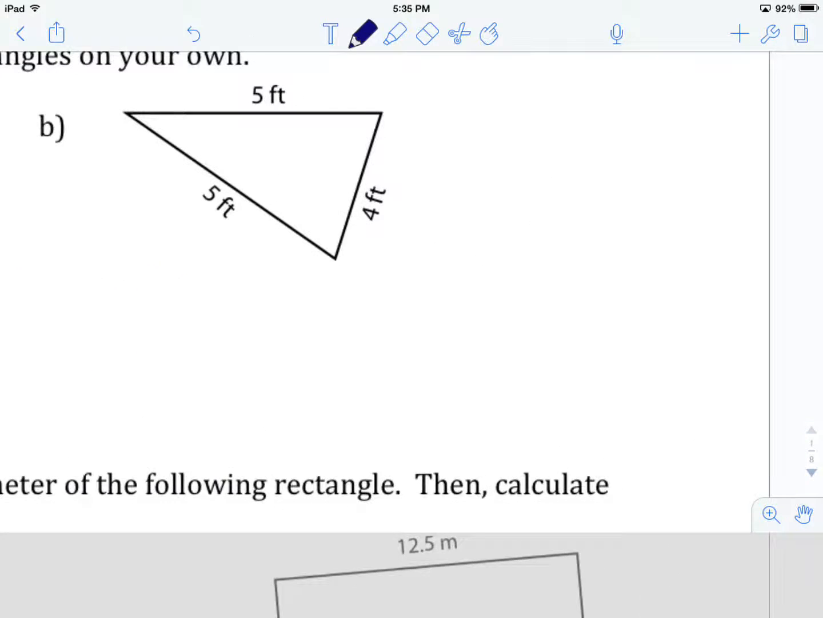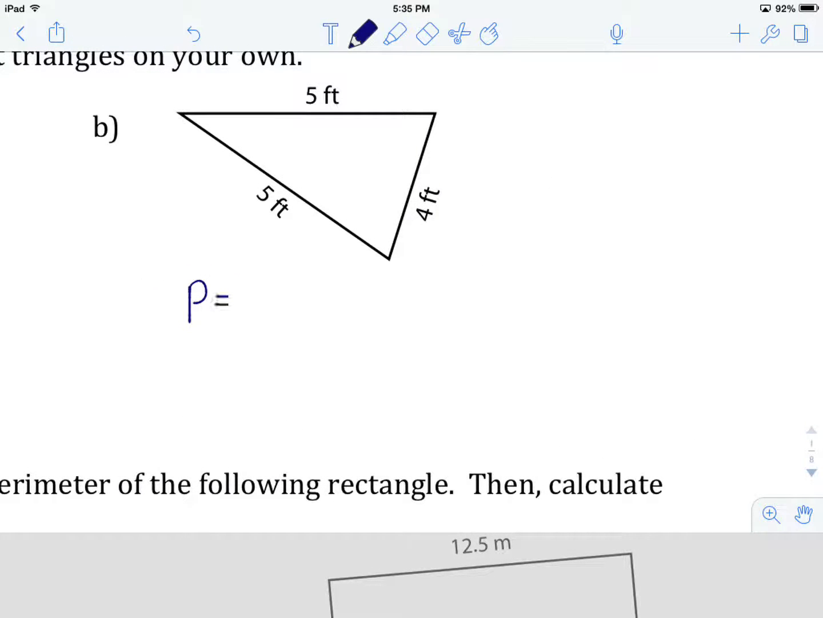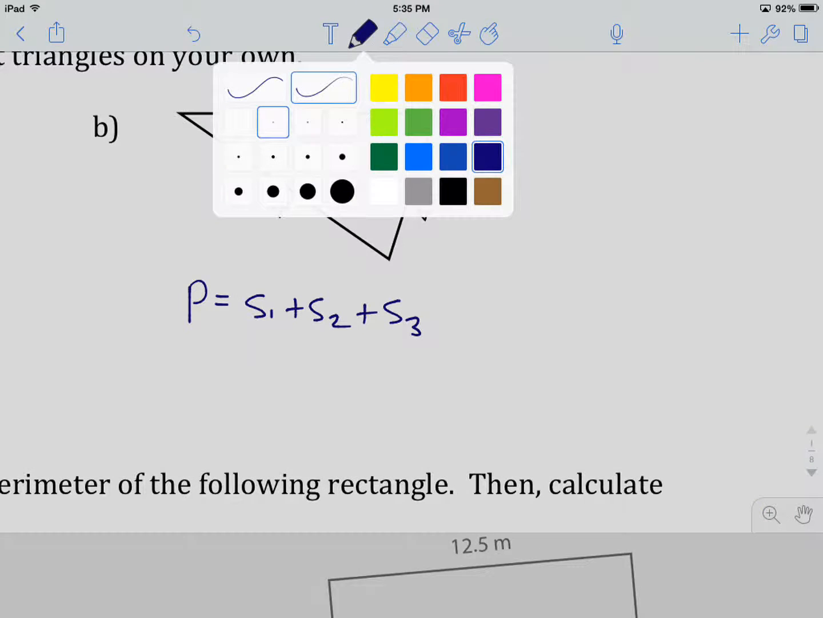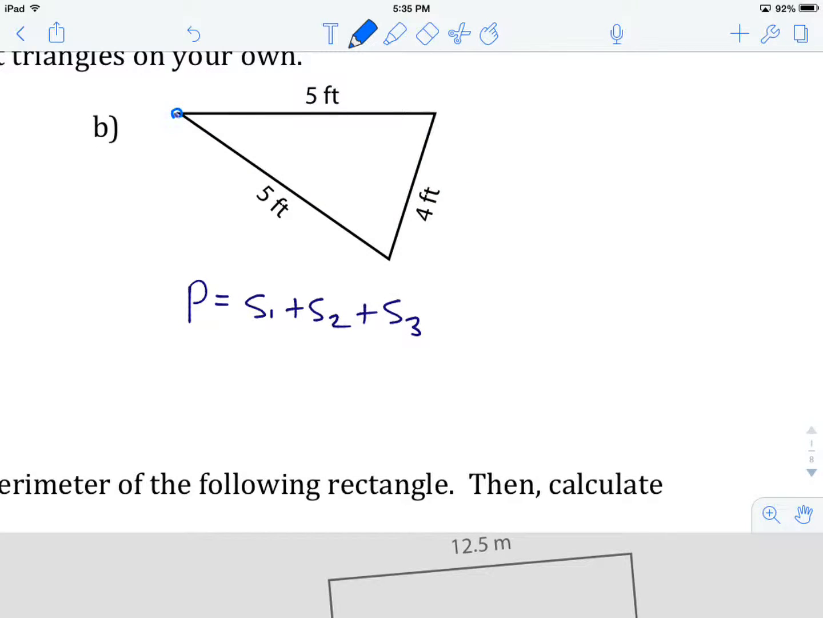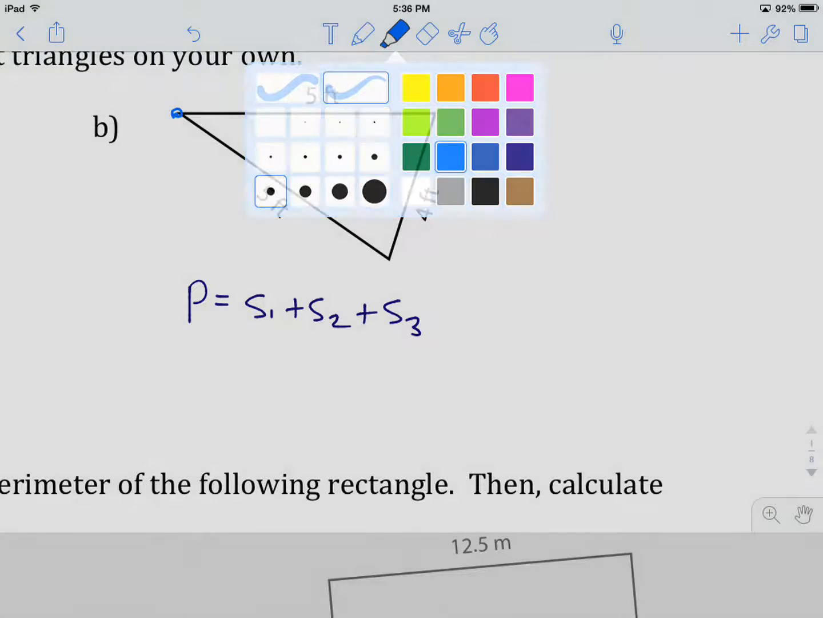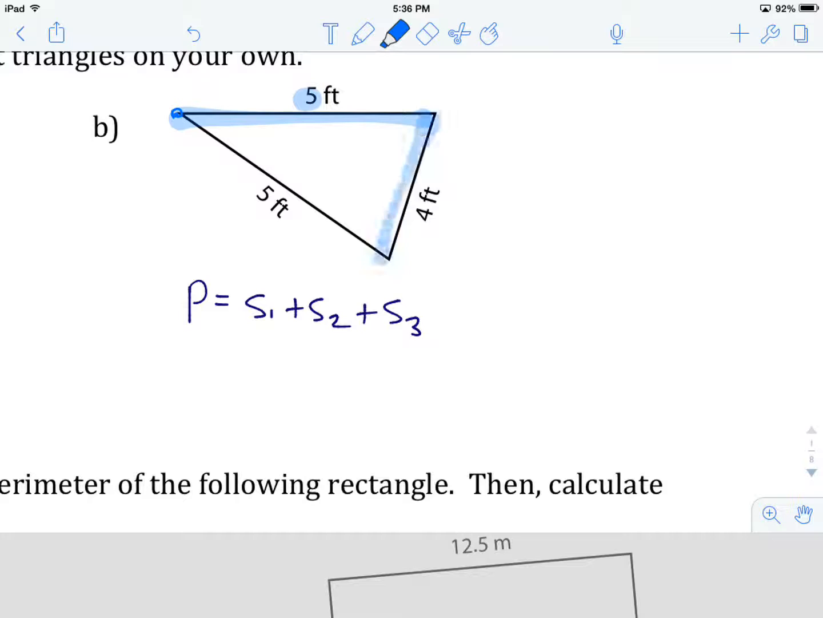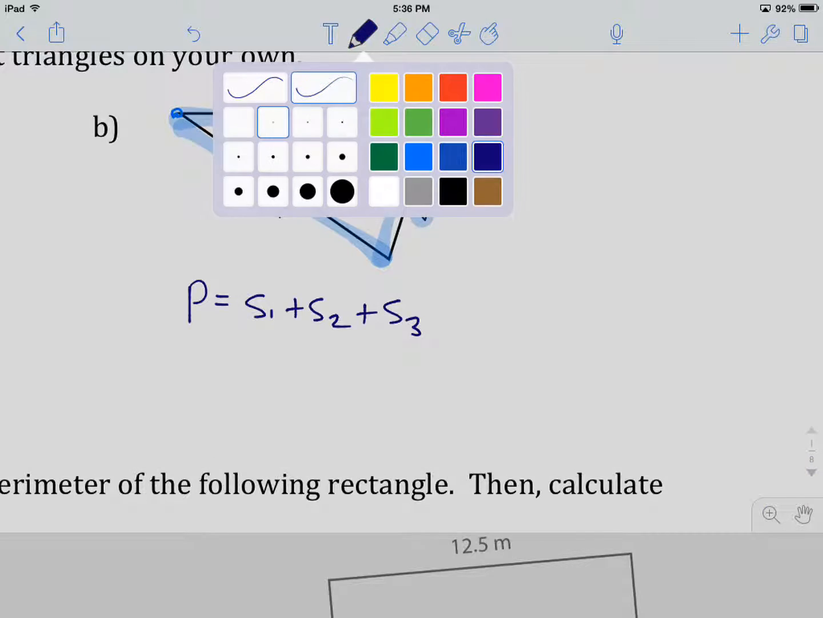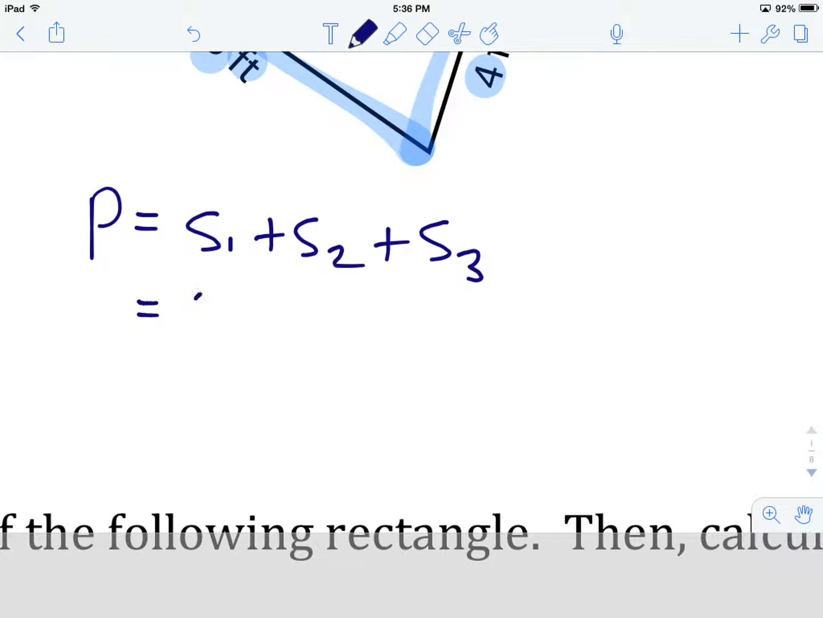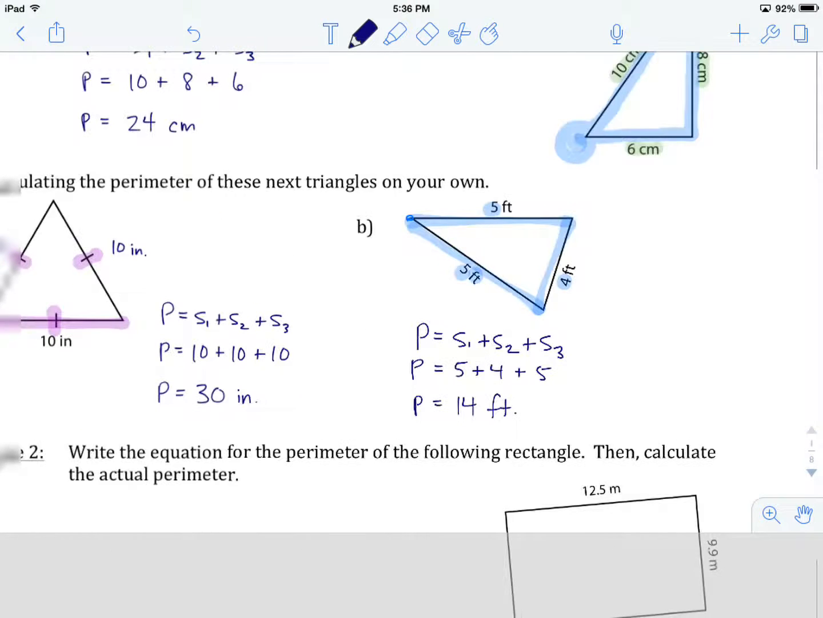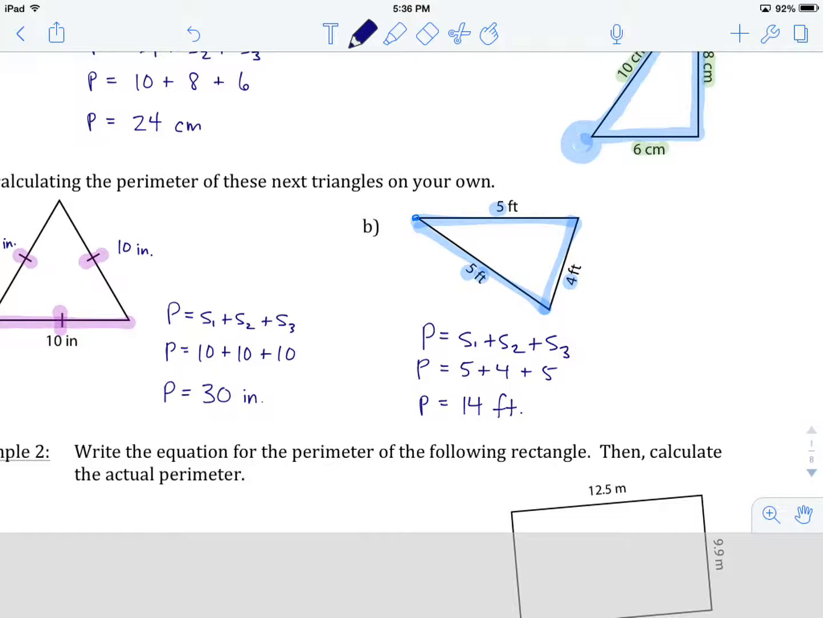Again, let's get our formula down first and foremost. So our perimeter will be equal to side 1 plus side 2 plus side 3. And in this shape, let's imagine that we're starting over here. We've got a side length of 5, a side length of 4, and another side length of 5. So let's get those written down into our formula. We are going to have 5 plus 4 plus 5, and that will give us a perimeter equal to 14 feet. So 14 feet long, that's the perimeter of that triangle.